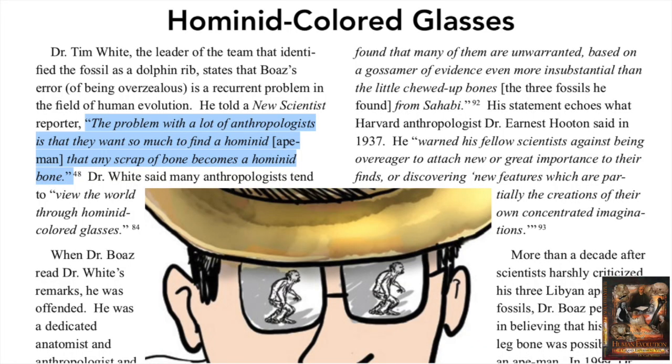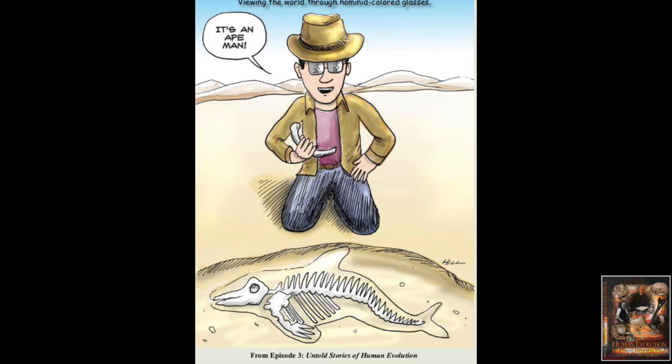And so how does this happen? There's hominid-colored glasses. Dr. White says the problem with a lot of anthropologists is they want so much to find a hominid, an ape man, that any scrap of bone becomes a hominid bone. And so they found the rib of a dolphin and said, hey, here's part of an ape man. And that actually happened.